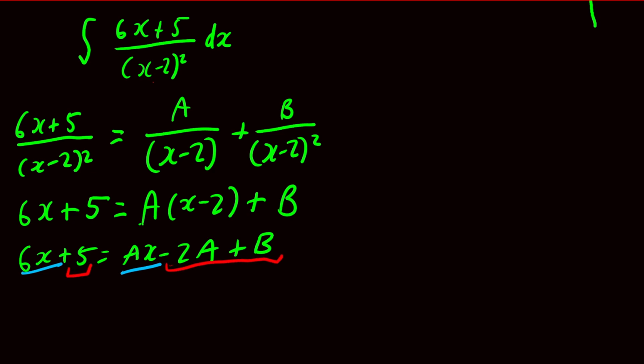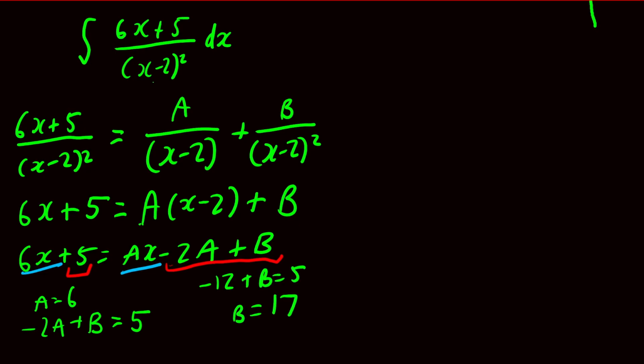Boom. So it looks hard, but I'd say this is probably one of the easiest ones we've done so far. So obviously a equals 6, and then negative 2a plus b equals 5. So then that should be negative 12 plus b equals 5, b equals 17. Alright, so now we just plug our a and b values up to here.